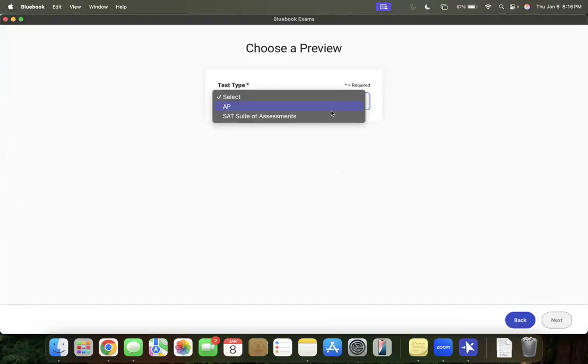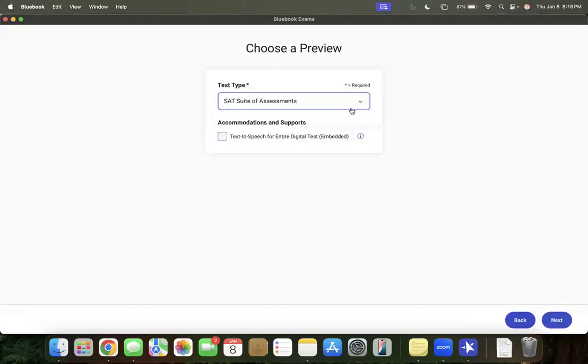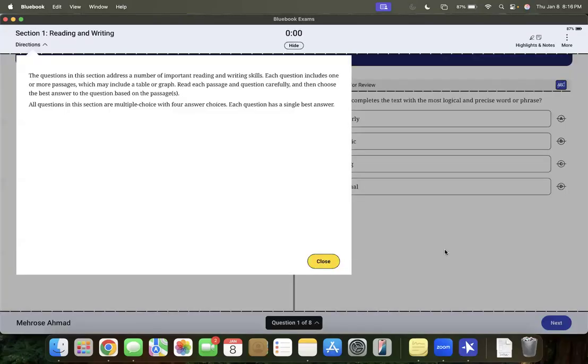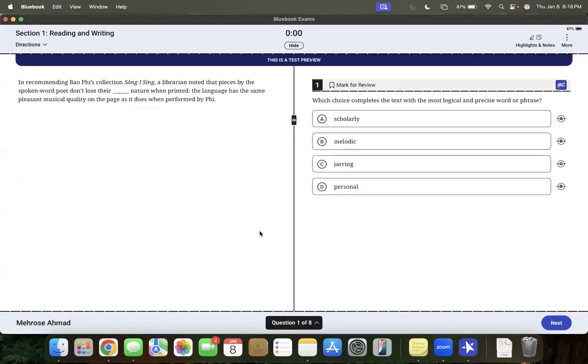If we do a SAT preview, they're going to give us a sense of how it looks and walk us through it. So this is the reading and writing section. It's going to test your reading and writing skills. Multiple choice, choose one best answer. And then you just get to it.